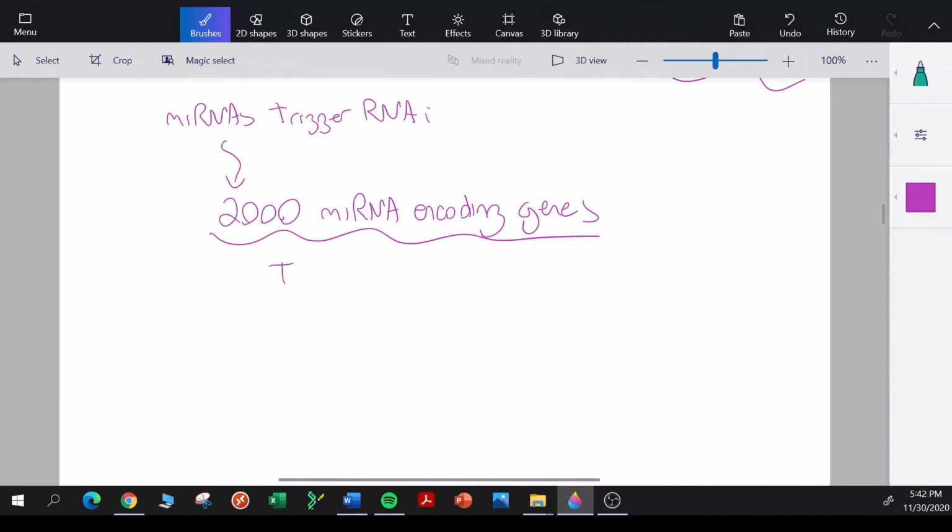In general, they are transcribed by RNA polymerase II, just like protein encoding genes. And they are capped. I think it's a 7-methylguanosine cap. I'm not really sure, but they are capped. I imagine it's a 7-methylguanosine cap because it is RNA polymerase II. And they are poly-A-tailed.